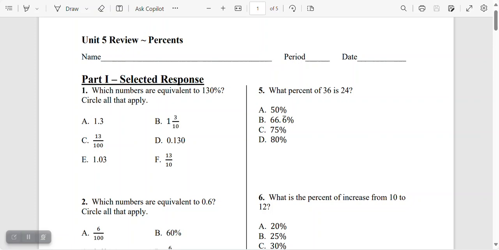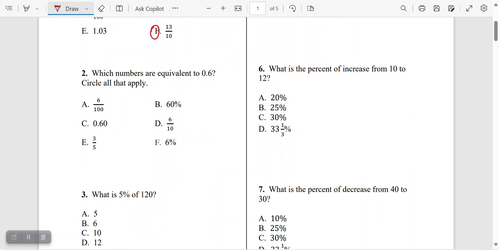So the first question asks, which numbers are equivalent to 130%? Circle all that apply. Remember that when we are converting percents to decimals, we move the decimal 2 times to the left, so that's 1.3, that's letter A. When we're writing percents as fractions, we put it over 100. You'll notice this answer is not here because it's not reduced. So dividing both the top and the bottom, we get 13 over 10. That's letter F. And if we change 13/10 into a mixed number, we also get letter B, 1 3/10.